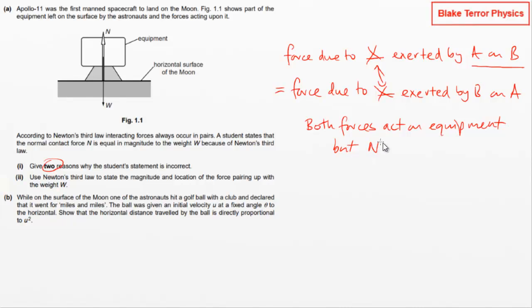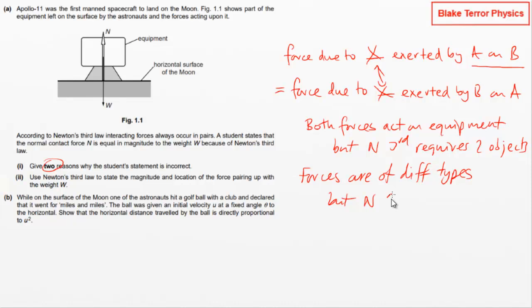But Newton's third law requires two objects, and then we can say the forces are of different types. We've got one gravitational, one contact or electrostatic, different types, but Newton's third requires same type. Requires, if I can write it properly, one type. So yeah, that's fine. People tend to get a bit mixed up with Newton's third law.